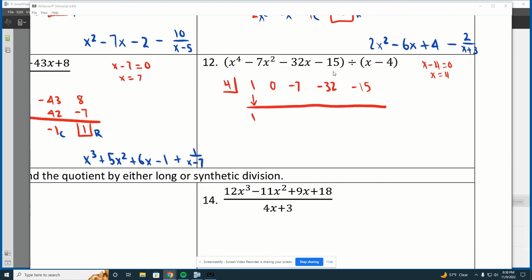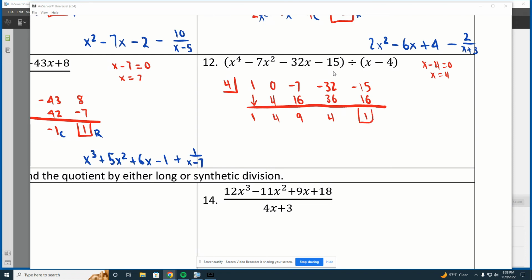Bring down the 1 and start multiply, combining. 4 times 1, 4. 0 plus 4, 4. 4 times 4, 16. 16 minus 7, 9. 4 times 9, 36. 36 minus 32, 4. 4 times 4, 16. 16 minus 15, 1.